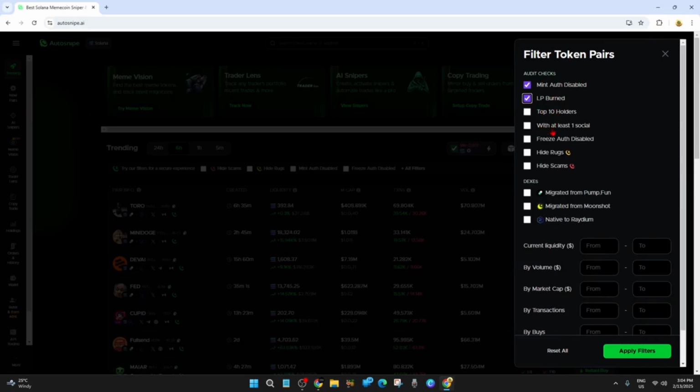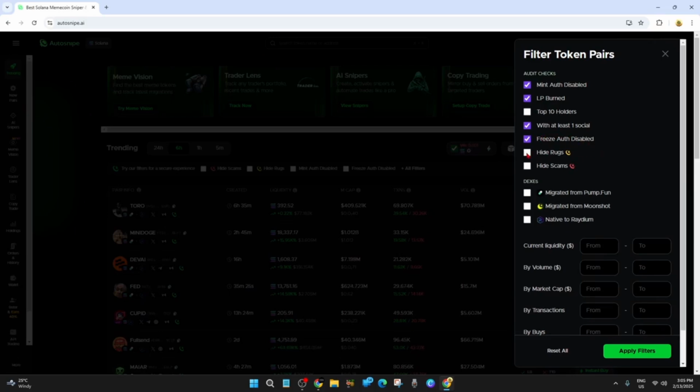The next one here, with at least one social. This ensures the token has at least one linked social media account for authenticity. Highly recommended to turn this setting on. Next one here is freeze disabled. This filters out tokens where freezing functionality is enabled, protecting you from assets that could be locked. So turn this one on for safety.